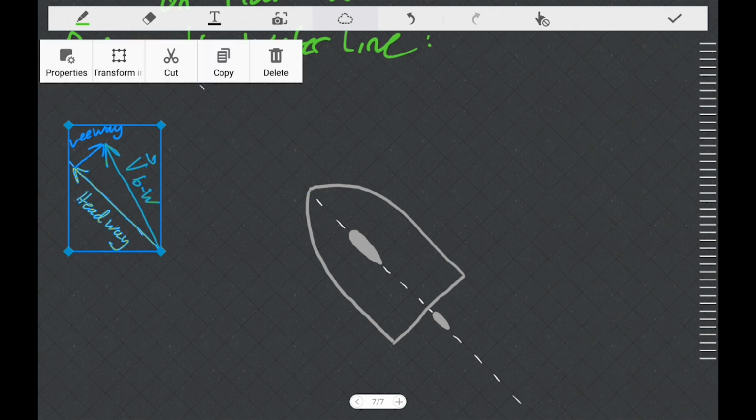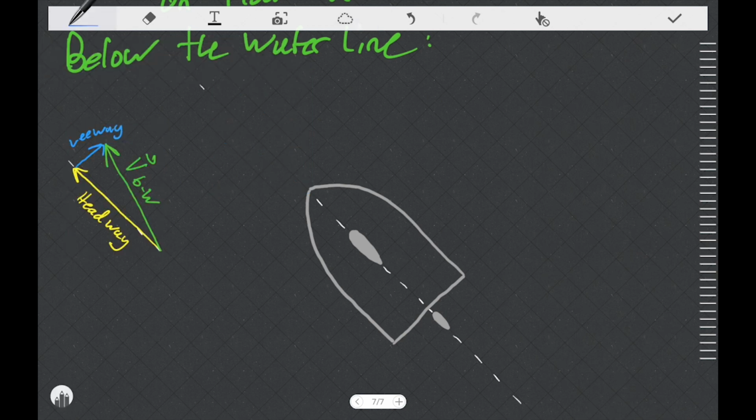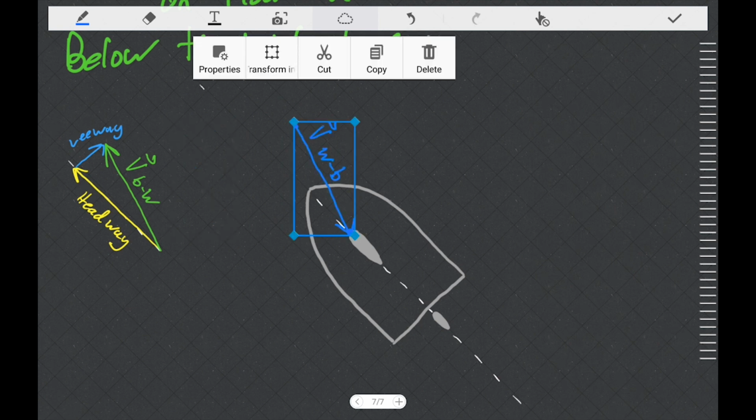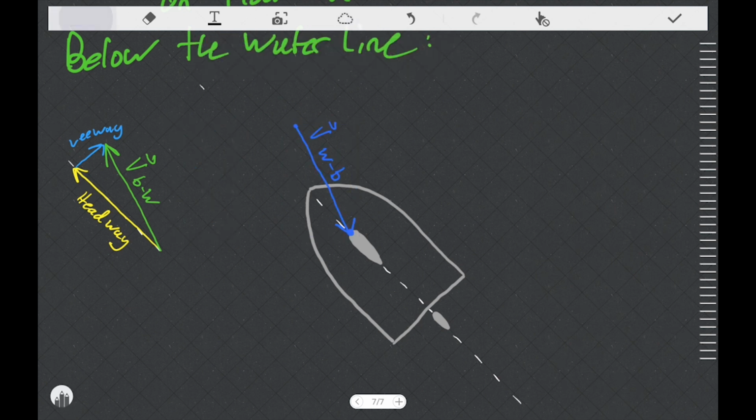We can move that vector diagram off to the side. And since we're talking about the flow over the foils, it's going to be useful for us to turn that VBW vector around. We'll make it face in the opposite direction. And we can label this new blue vector VWB. So, from the point of view of the foils, this is going to be the velocity of the water as it moves across the boat, or the foils.